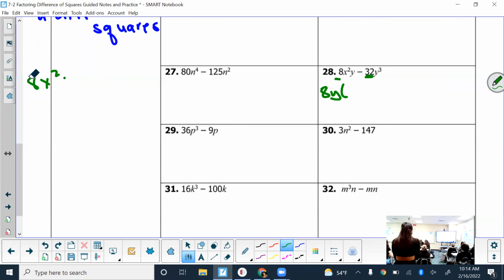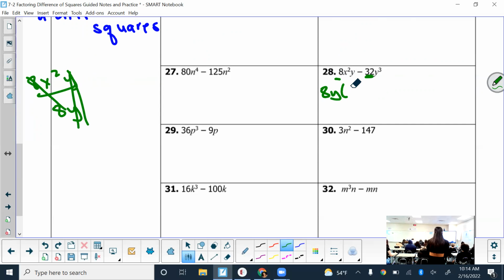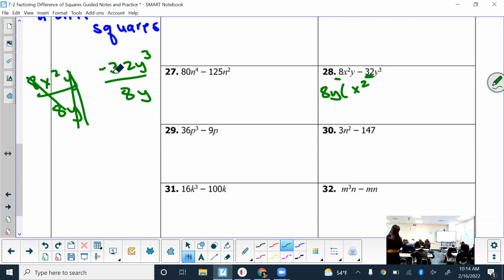So 8x squared y divided by 8y. What happens when you have the same thing on top and bottom? Cancels out to 1. So the 8's cancel, the y's cancel. The x squared is all I have for the first term. Then divide it from the other term. So negative 32y cubed divided by 8y. Nothing cancels out here, but what's negative 32 divided by 8? Negative 4. What's y cubed divided by y?